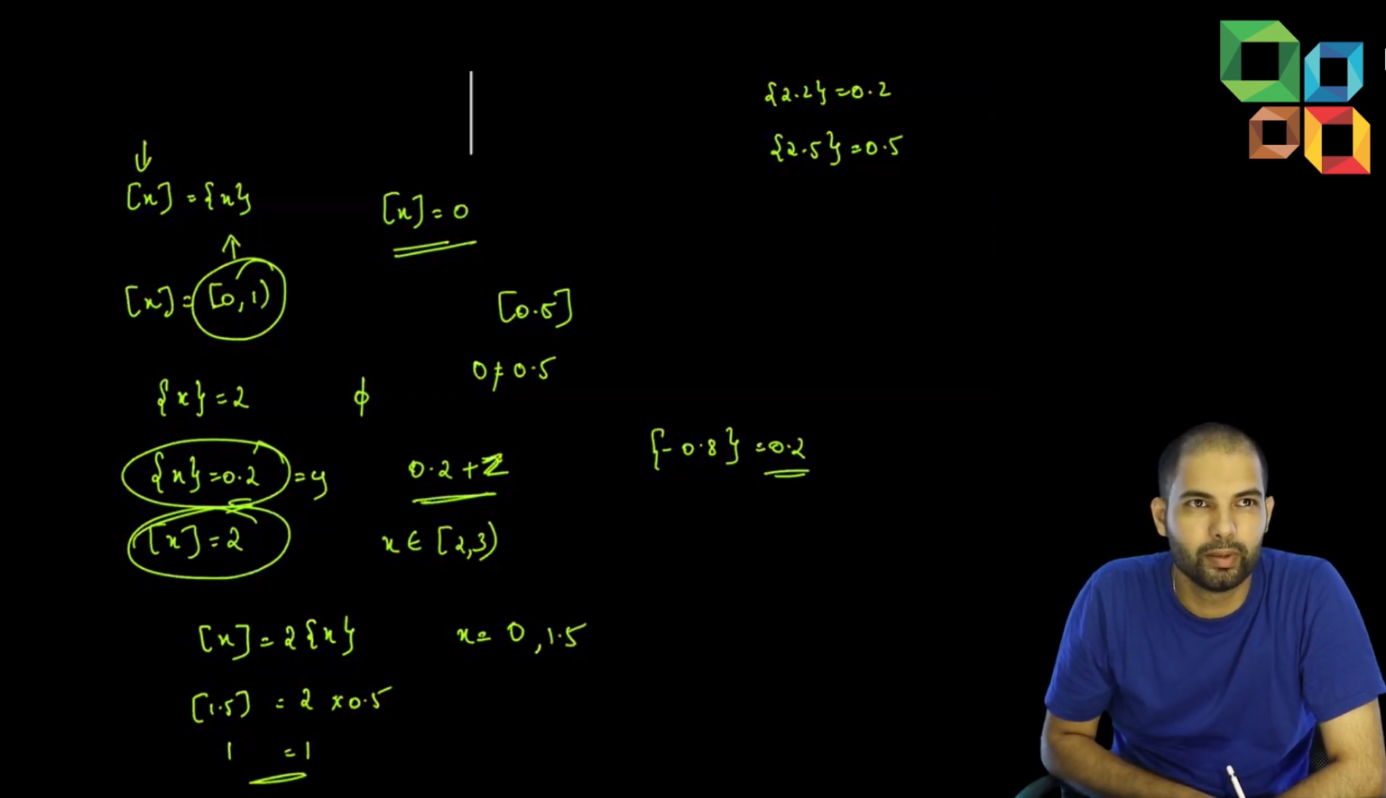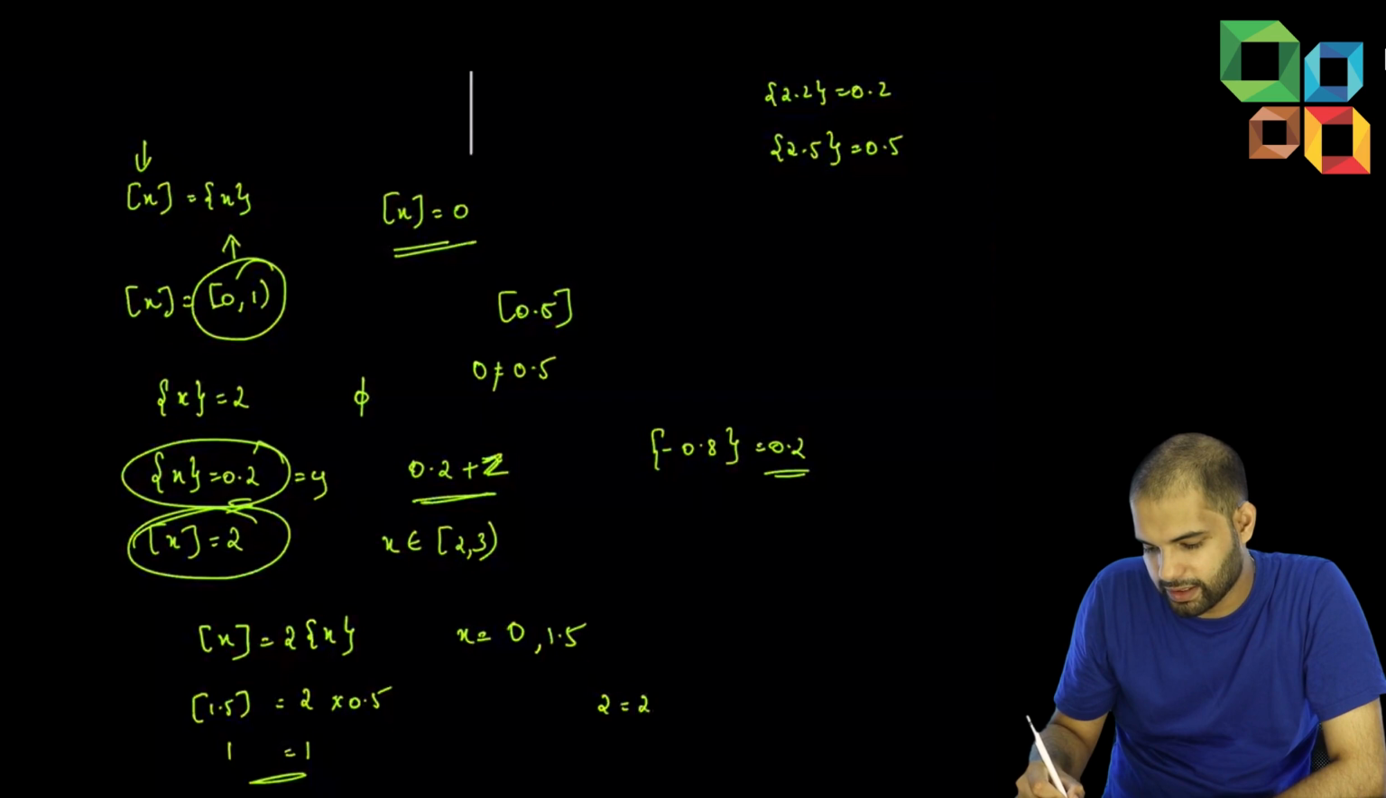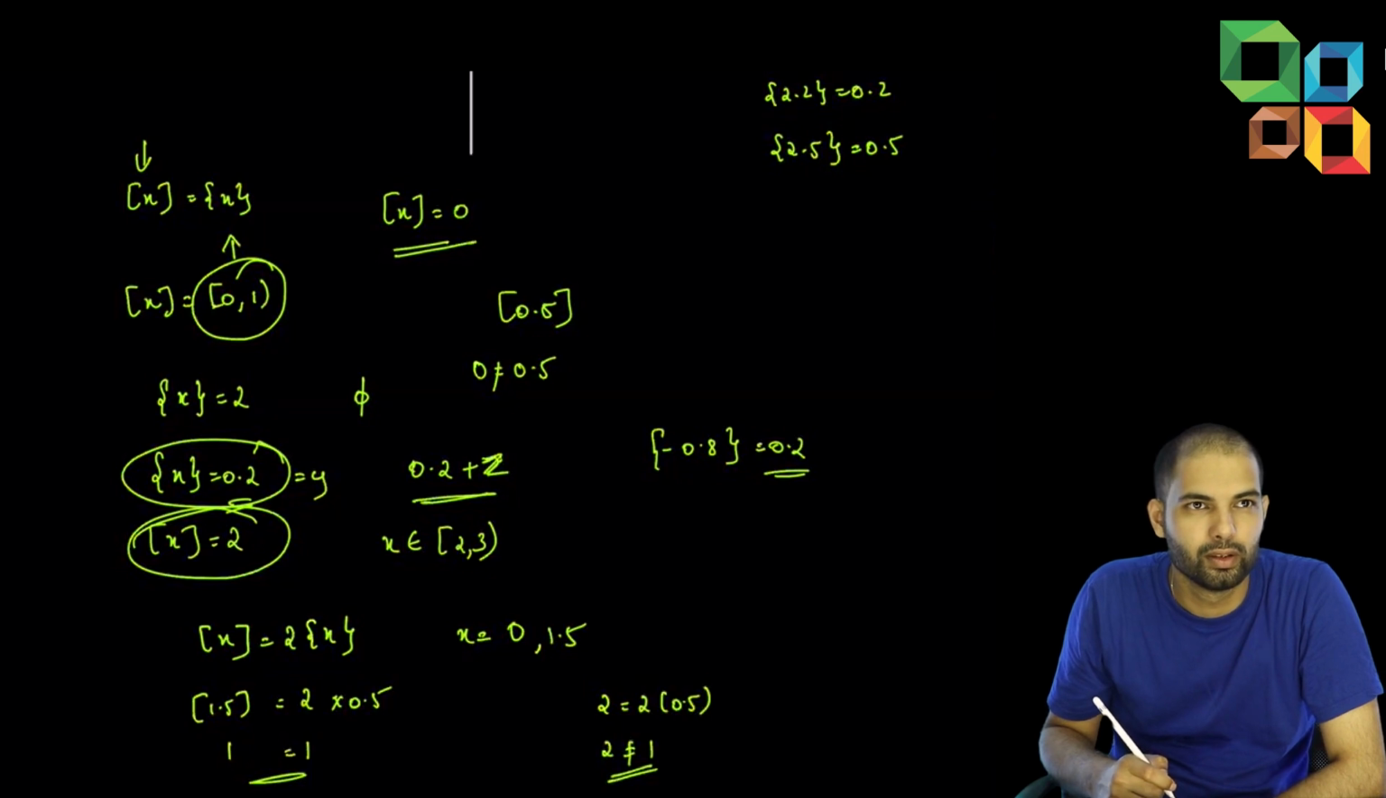Okay. Somebody said 2.5. Let us check for 2.5 once. So 2.5 integer part is 2. Fractional part is again 0.5. So certainly not equal. 2 is not equal to 1, right? Okay. So 2.5 doesn't work.